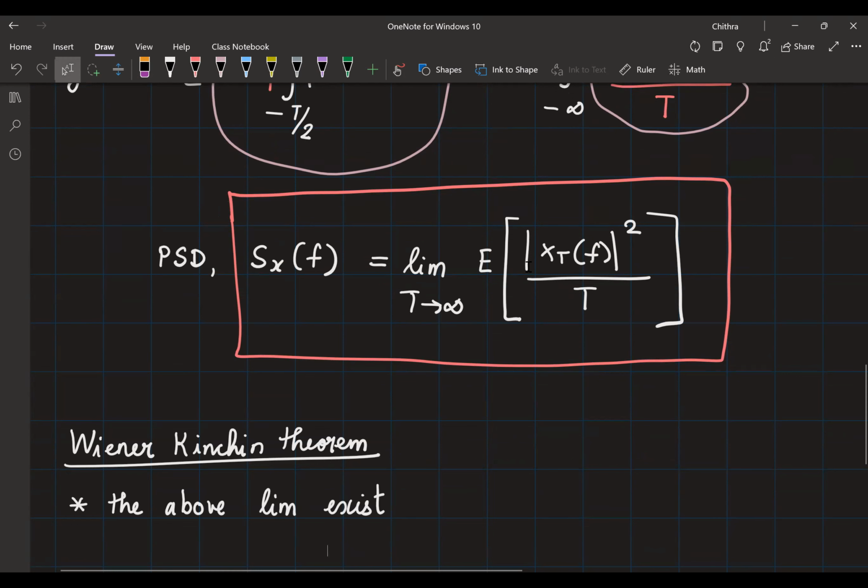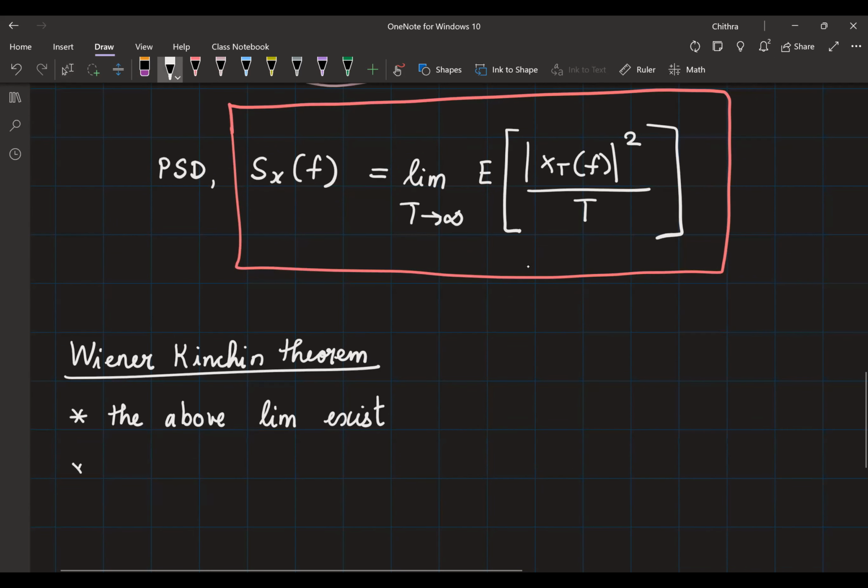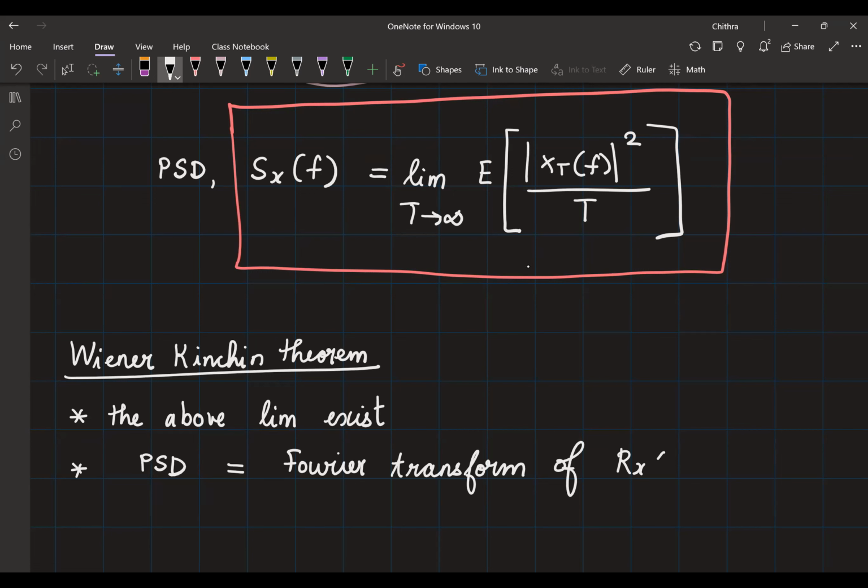And what is the second part? This is what you are likely to remember. Fourier transform of autocorrelation function. Yes. So the PSD, the above limit exists, and the value is equal to the Fourier transform of Rx of tau. Okay.